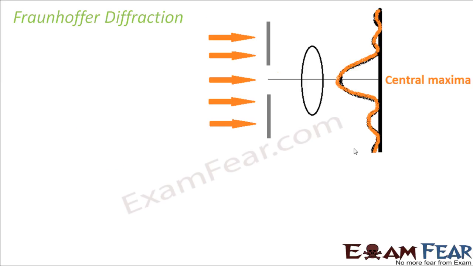Now we will discuss Fraunhofer diffraction in more detail, because a lot of questions are asked from Fraunhofer diffraction in your NEET exams. If you look at the screen, the diagram itself explains what happens. The pattern that we get on the screen in a Fraunhofer diffraction looks somewhat like this. At the center you have a maxima, which is called the central maxima, and it is very wide. This entire region is bright, and it is the central maxima.